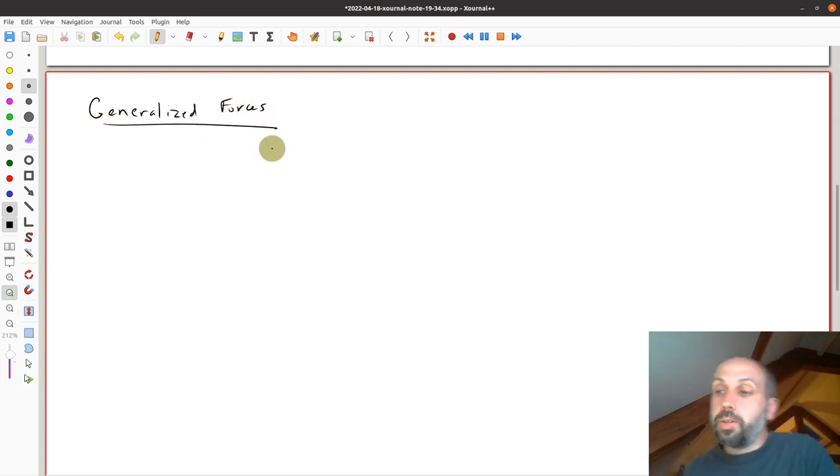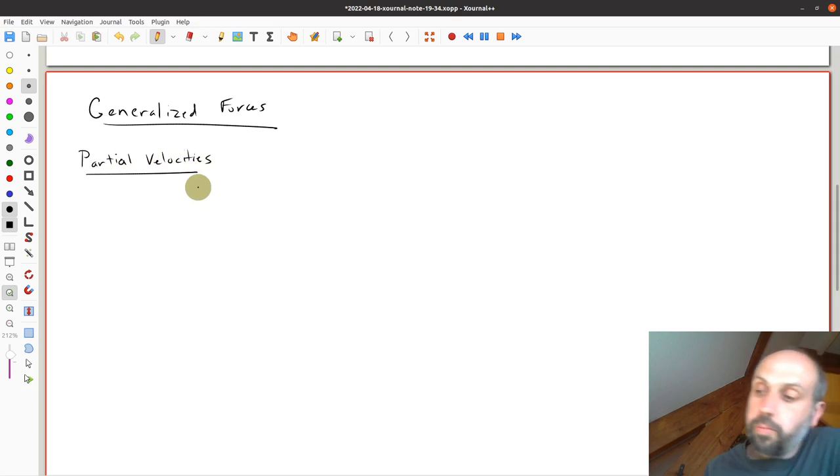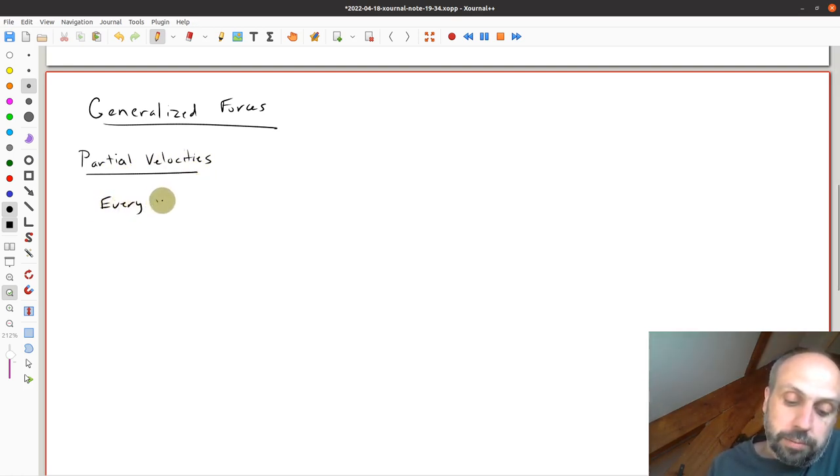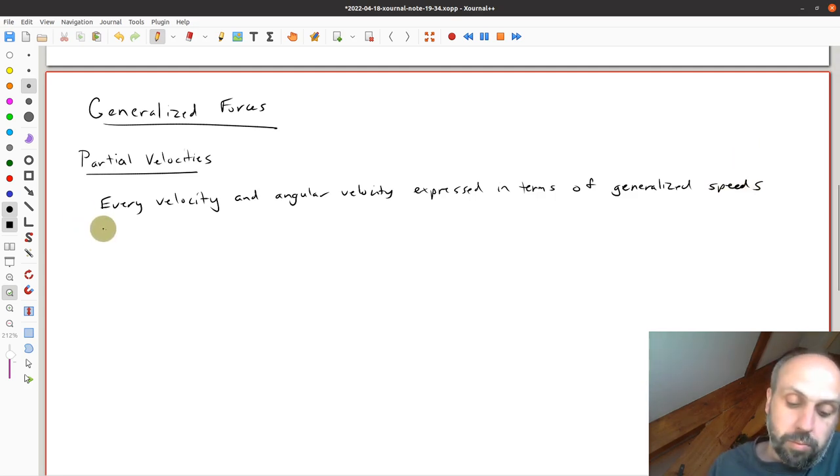Okay, but the first thing that we have to discuss is a bit more about kinematics, and we're going to introduce the idea of partial velocities. All right, so every velocity, angular or linear, expressed in terms of generalized speeds, can be written like so.